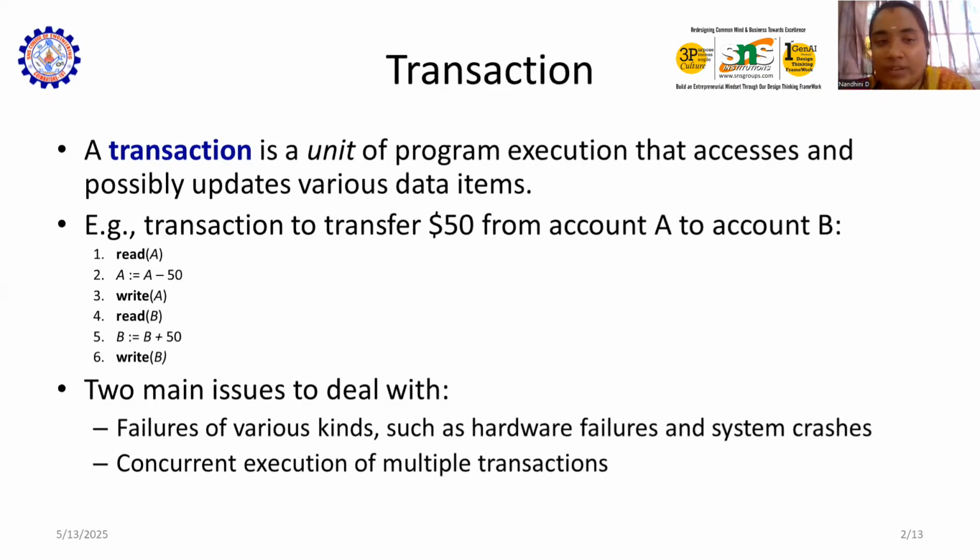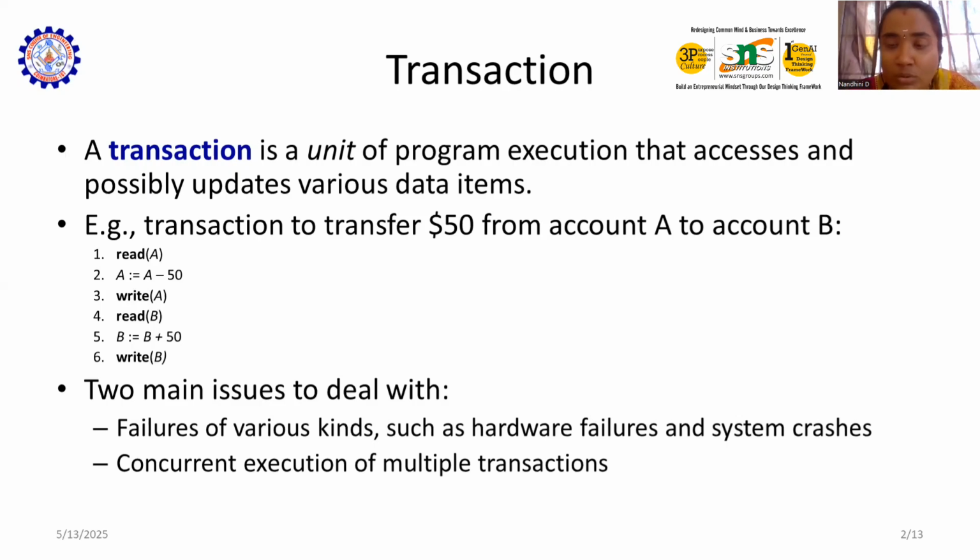An example has been given here. To transfer 50 from account A to account B, from one account we are debiting the money and crediting it to the other account. This transaction first reads A, then A equals A minus 50. Suppose it has an amount of 100 rupees, we can say 100 minus 50. Write A, it will write as 50 rupees. Then read B, which has 200 rupees, so we must add 50 rupees, making 250 rupees. It will write B as 250 rupees.